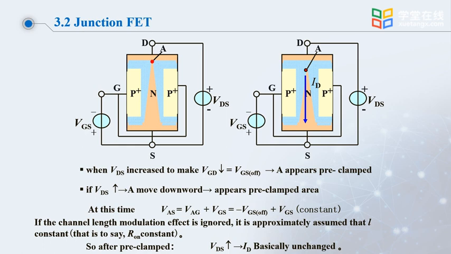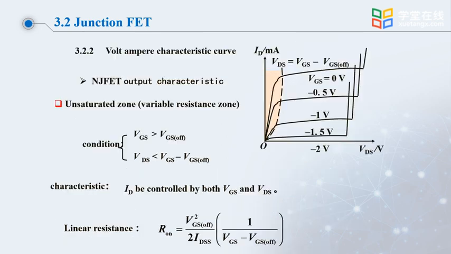So when considering the channel length modulation effect, the length of this channel will decrease slightly as VDS increases. If channel length modulation effect is ignored, as VDS increases the length of this channel remains basically the same. That is, the channel resistance remains basically the same. So after pre-clipping, as VDS goes up, the drain current ID basically remains unchanged.